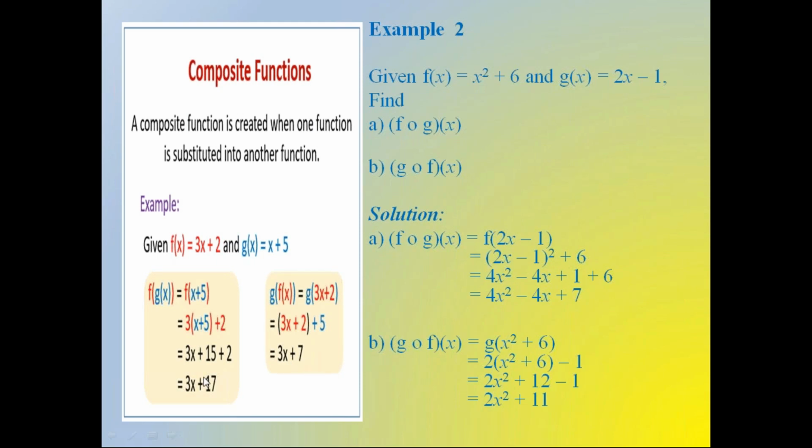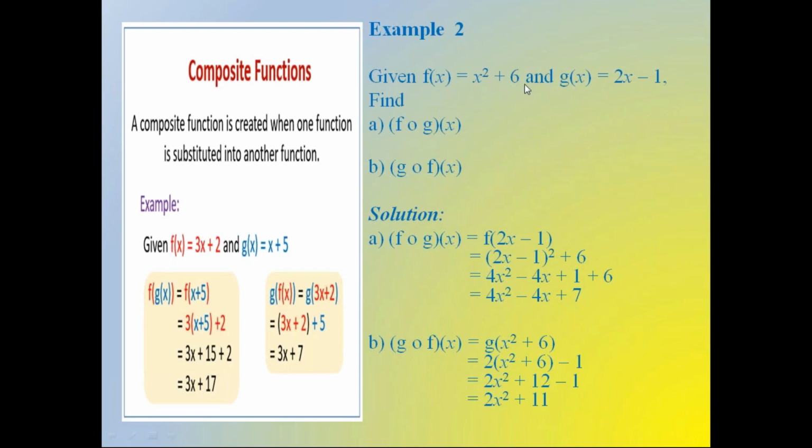Suppose you are asked to verify whether G composite f of x is equivalent to f composite g of x. It means the final results are not the same, because f composite g of x is 3x plus 17, but G composite f of x is 3x plus 7. Both are not equal, so the condition is not satisfied. So here is one more example.